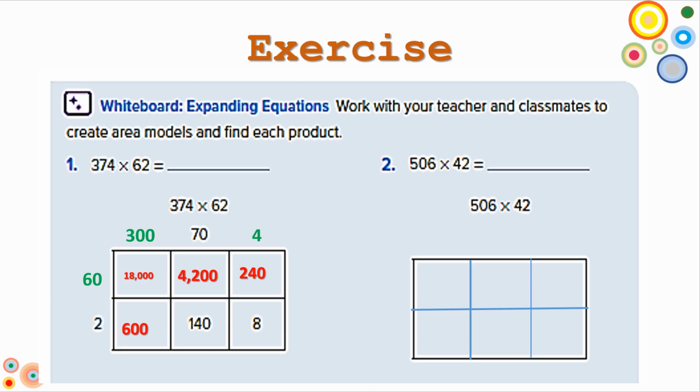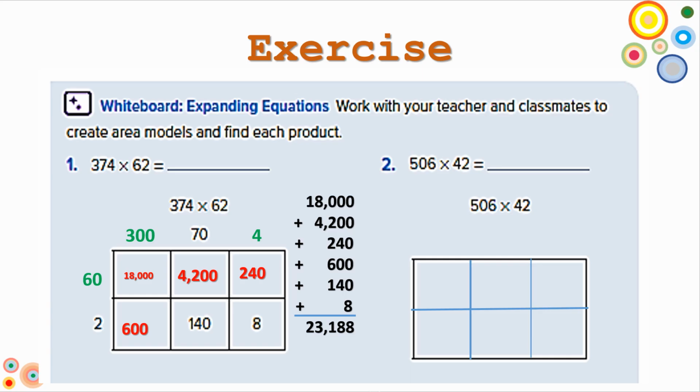Okay, we want now to get the sum of all of these products to get the final answer. So 18,000 plus 4,200 plus 240, sorry, plus 600 plus 140 and plus 8. It will be the final answer of this product, 23,188. Look at the next one, 506 times 42.